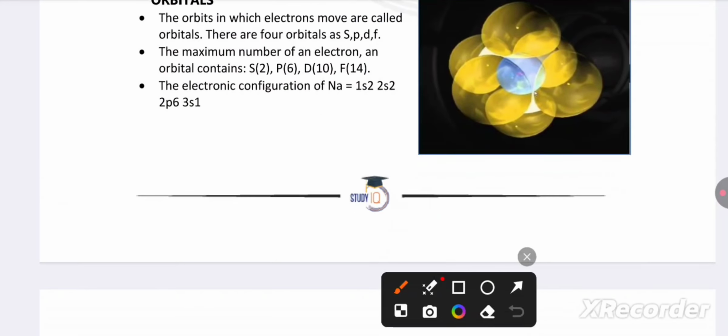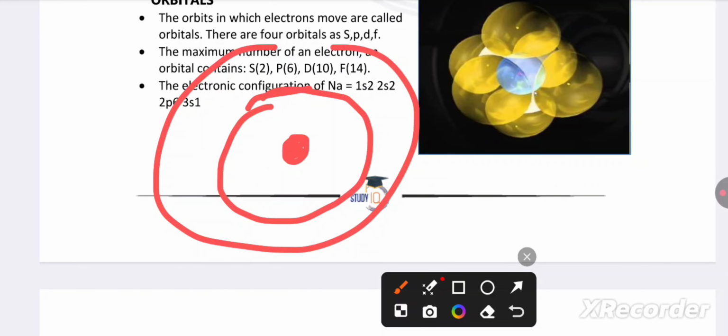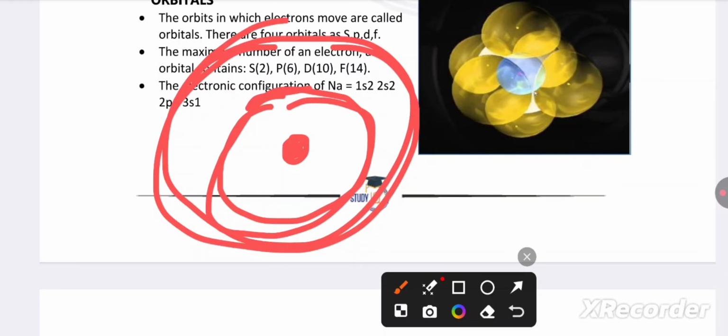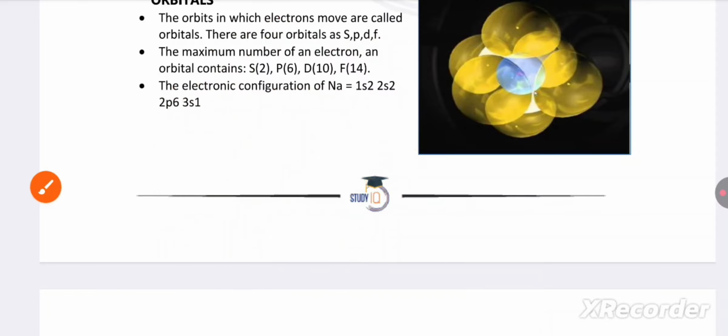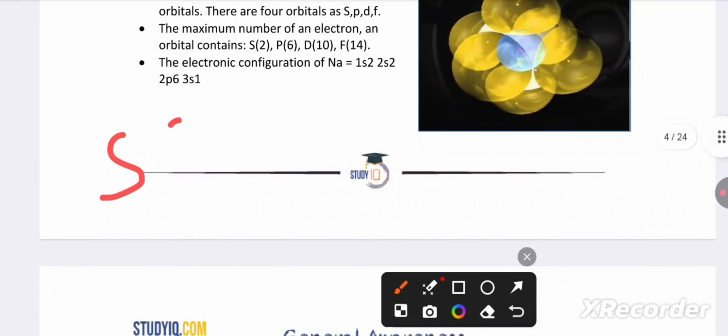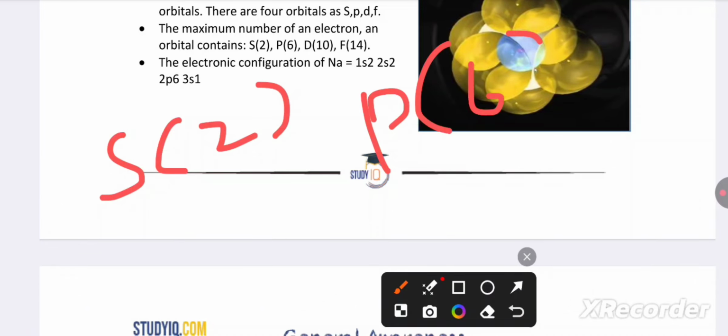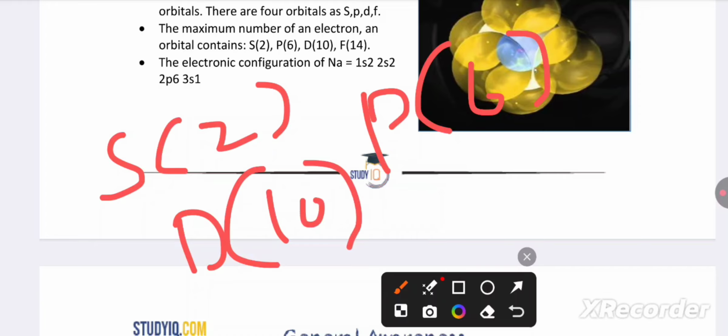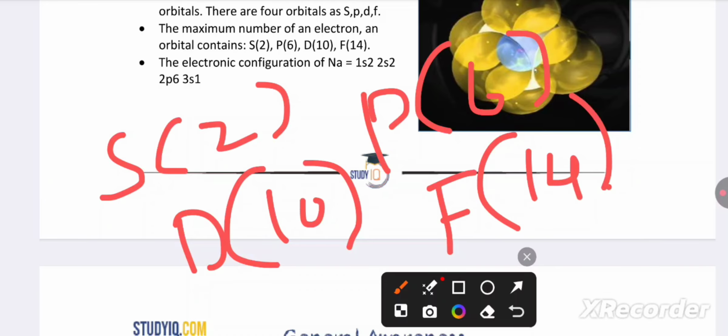Orbitals. The orbits in which electrons move are called orbitals. Inside the atom, the nucleus is present. After that, electrons are revolving around like this. The path of these revolving electrons is called orbitals. The maximum number of electrons an orbital contains: s is 2, p is 6, d is 10, f is 14.